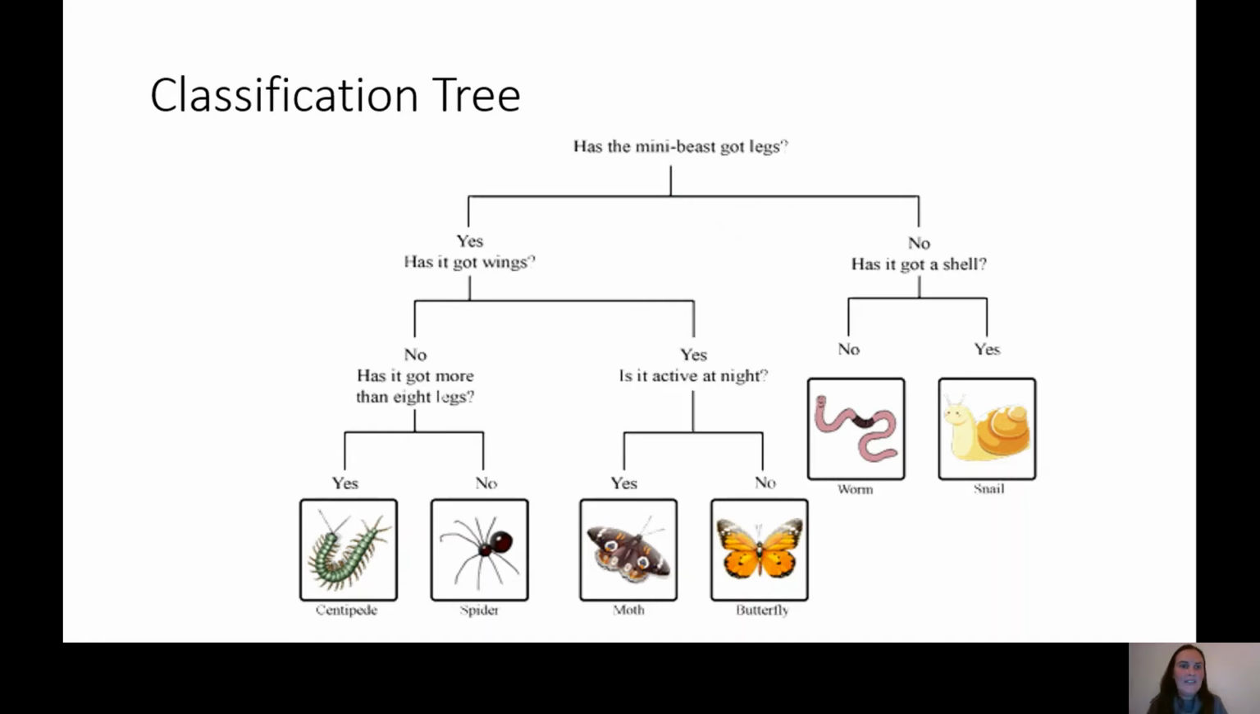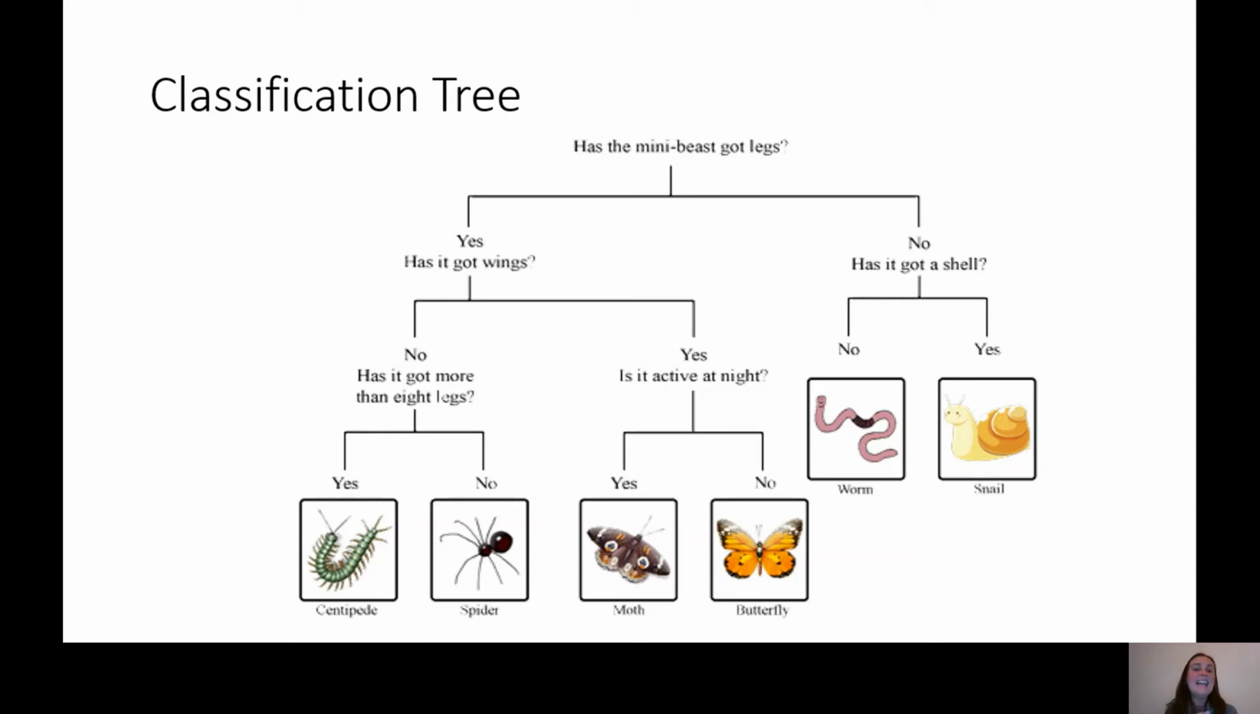Excellent. I hope you enjoyed that video. Now, this is called a classification tree, and it helps us sort out different animals. This is one that is helping people to sort out mini beasts. And if we look from the very top, it says, has the mini beast got legs?